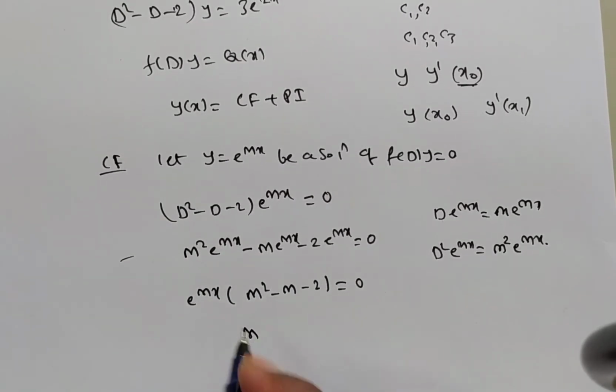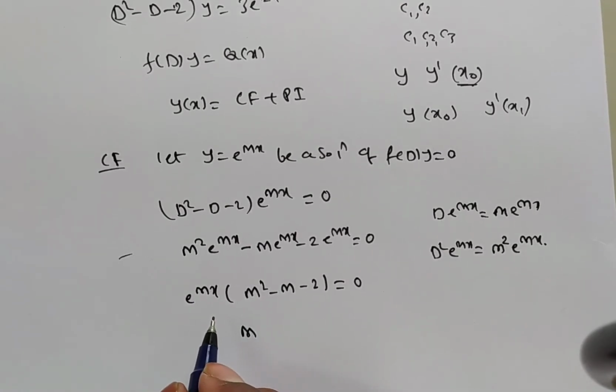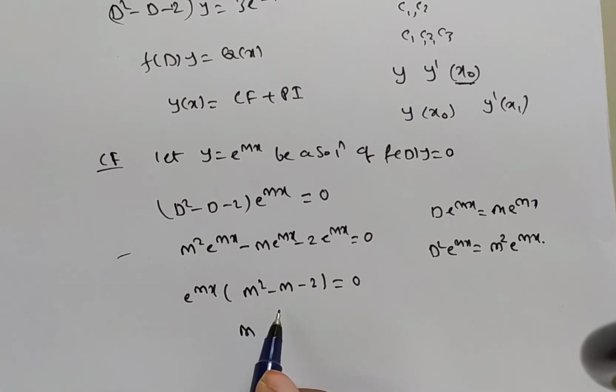Then here you observe the product of two functions is 0. In that case either the first term is 0 or the second term is 0 or both will be 0. But here you have the e power mx term, so e power mx is never 0. So what is the remaining term?